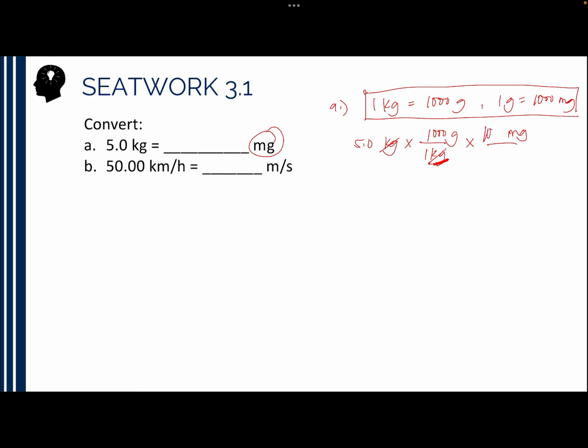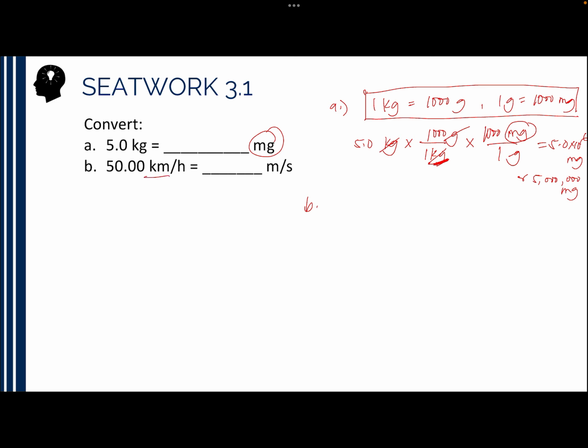So we have 1,000 milligram, and then the one on the bottom is 1 gram. Cancel out the gram. So we will now have the milligram. So this is 5.0 times 10 to the 6 milligram, or 5 million milligram.